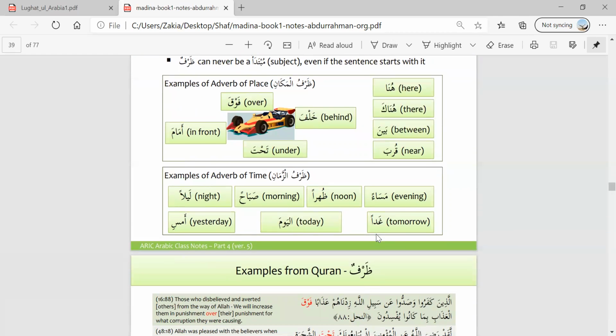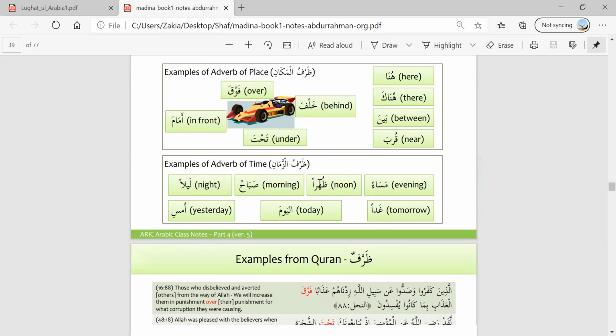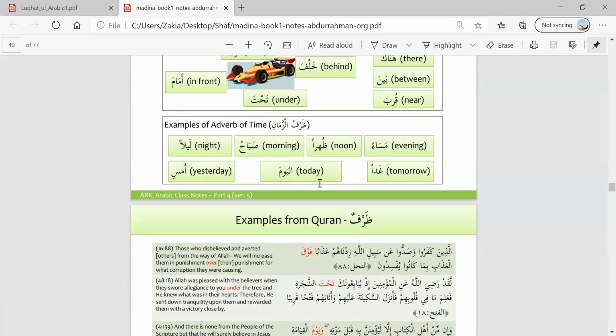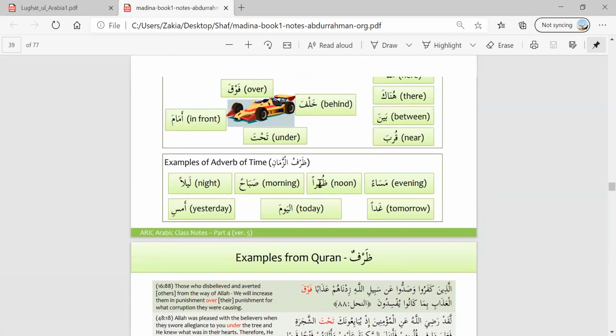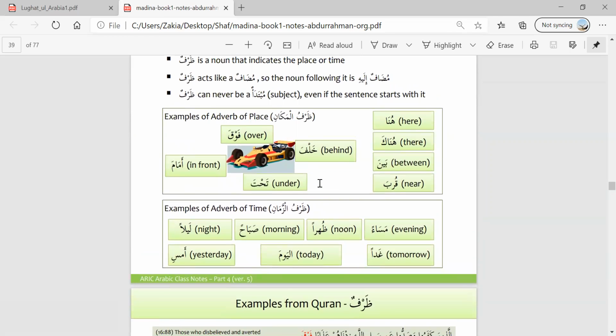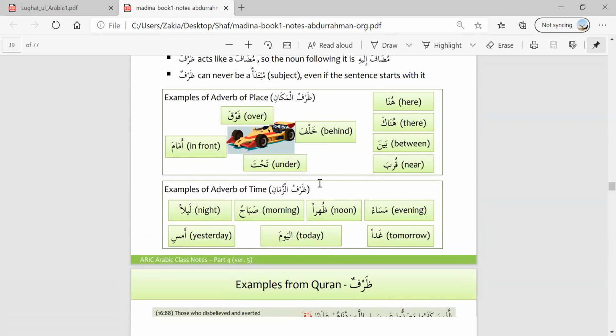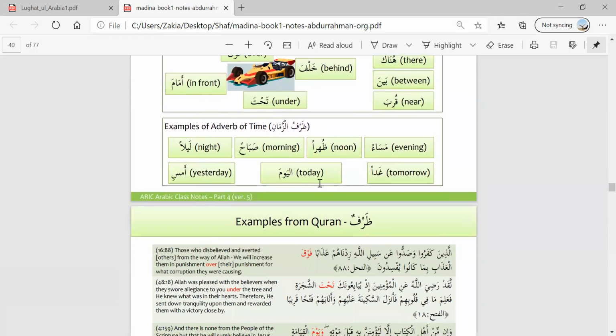Examples of dharf. So this is dharf makan, and this is dharf zaman. Okay, so here is dharf makan. Dharf zaman is basically time. Dharf makan is a place. So adverb of place, and adverb of time, dharf zaman. You have layl, which is night, sabahan, which is morning, dhuhran, which is noon, masa'an, which is evening, ams, which is yesterday, al-yawm, which is today, and ghadan, which is tomorrow.